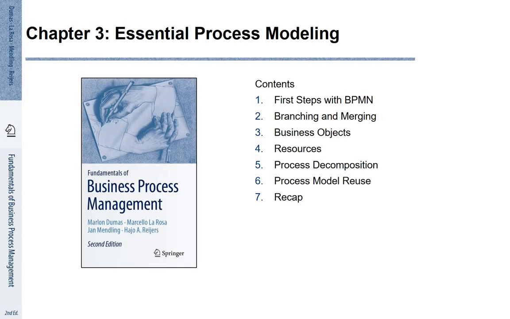Chapter 3, Essential Process Modeling. In this chapter, we discuss the essentials of process modeling. We first introduce BPMN. Then we discuss its support of branching and merging. We have a look at how business objects are shown in a BPM model and also resources. We then discuss how process decomposition can be represented and how process models can be reused.